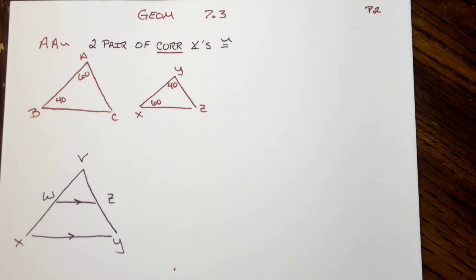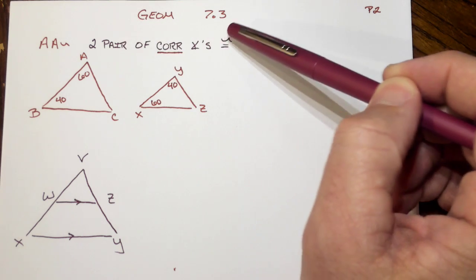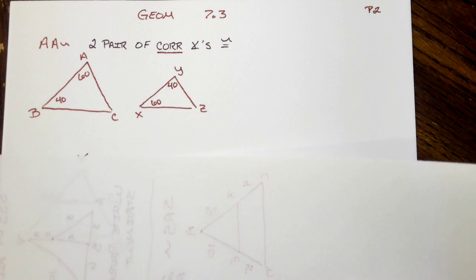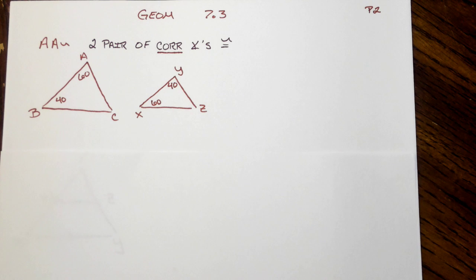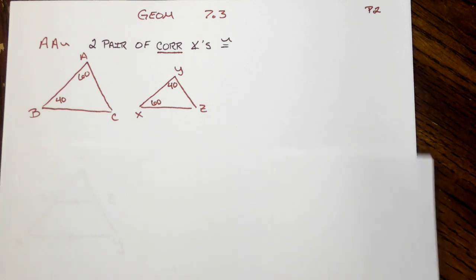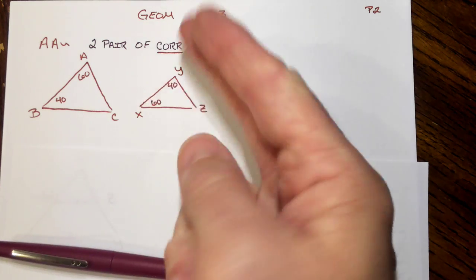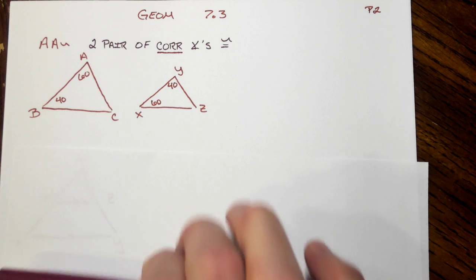Third and final theorem then is called angle-angle similarity. For this one to work, you've got to have two pairs of corresponding angles that are congruent. And the key ingredient here is going to be corresponding. So as we look at our first diagram, I've got a 40-degree angle, a 60-degree angle, about 60 here, 40 here. I can flip the triangles over and do this.